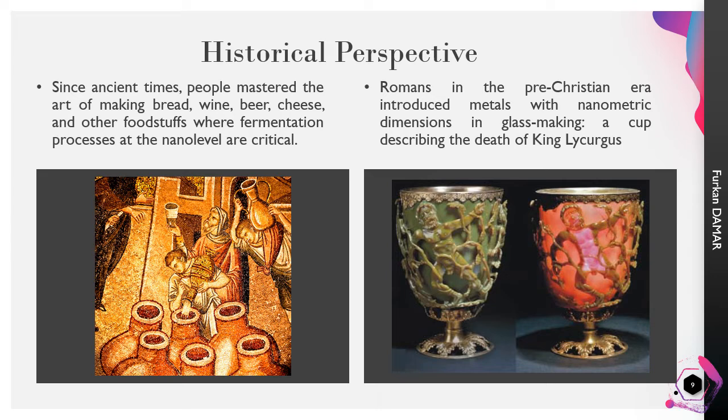Two more examples from history. The first one is the wine producing process, which has a fermentation at nano level. And the second one is a cup from pre-Christian Romans. This cup has nanoparticles of silver and gold, over 90% in total. When the lighting source is put inside the cup, it seems red and purple, but if we put it outside, we see it green.